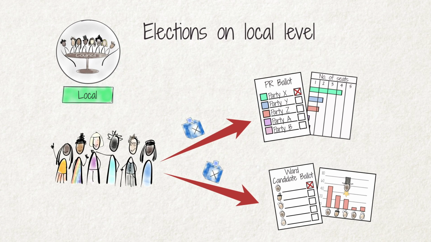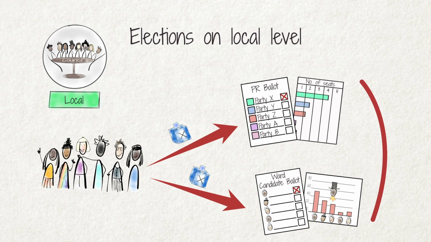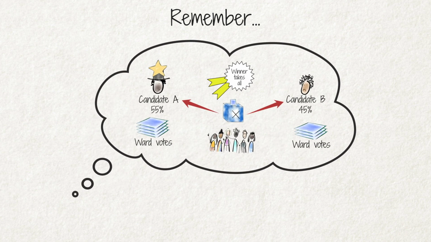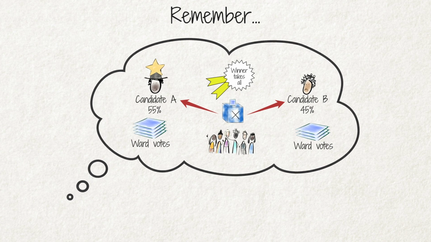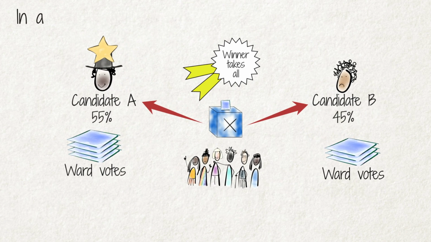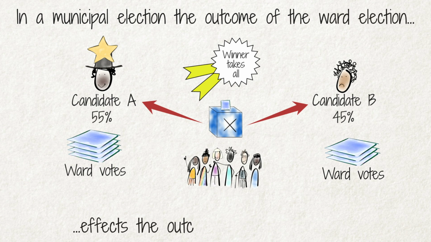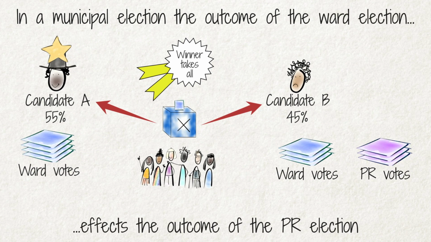When calculating the results in a municipal election, the PR and ward elections come together. Remember, normally, in a straightforward constituency election, the winner takes all and the votes for a candidate who doesn't win the constituency go to waste. This distorts the outcome. It works differently in municipal elections because here, the outcome of the ward election affects the outcome of the PR election.